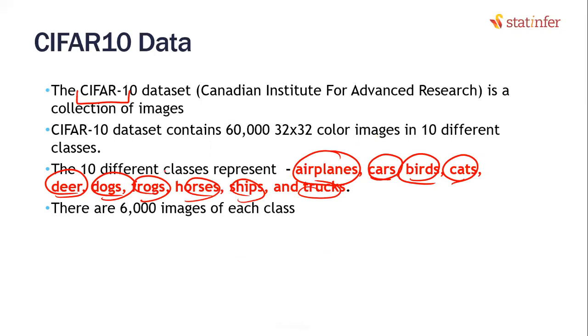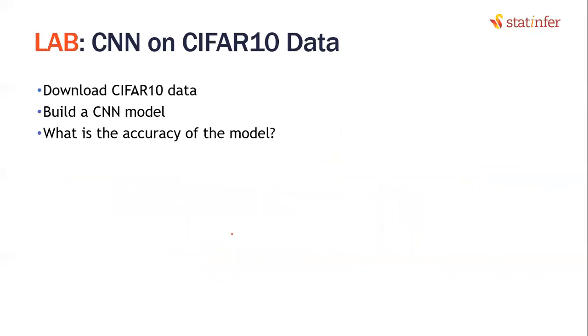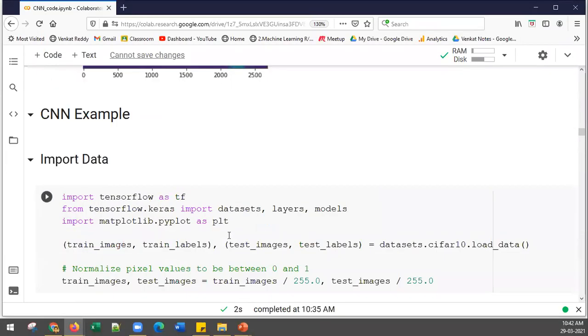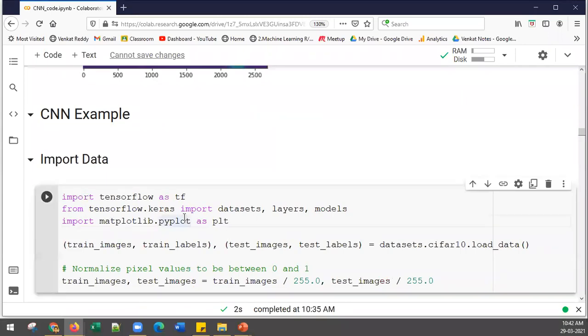We have to build a CNN model. First we have to build the model on top of this data and learn the patterns. Given any new image, the model has to predict what the given image is. So how do you build a CNN model for this? First of all, let us get the input data. This dataset is already present in TensorFlow and Keras.